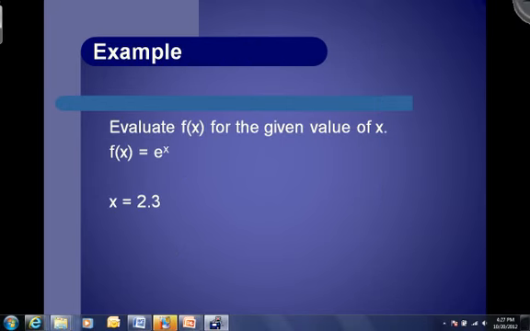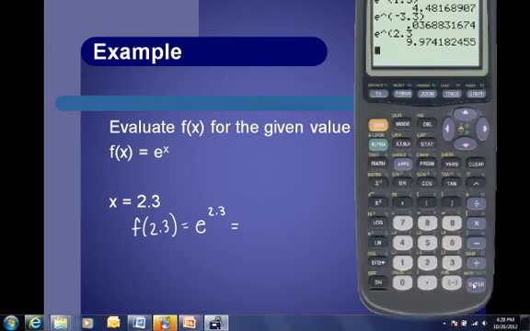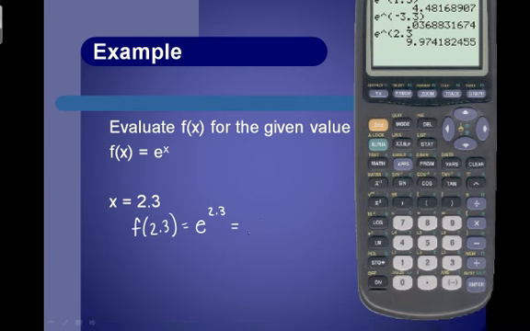Now for these examples, we want to evaluate f of x for the given value of x. That's still the same thing though. f of 2.3 means we're going to go into our function everywhere there was an x. We're going to plug in 2.3, so we get e to the power of 2.3, which gives us 9.974. Again, if we rounded to the nearest hundredth, we would get 9.97.